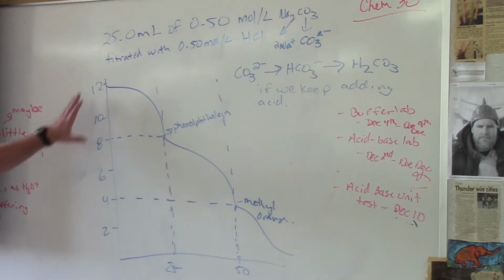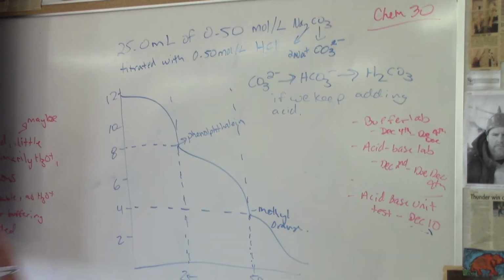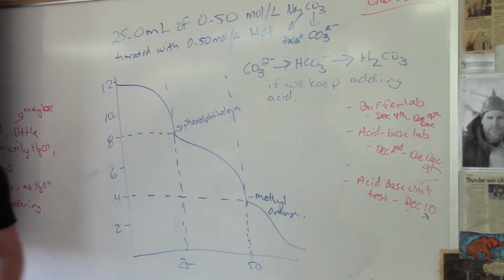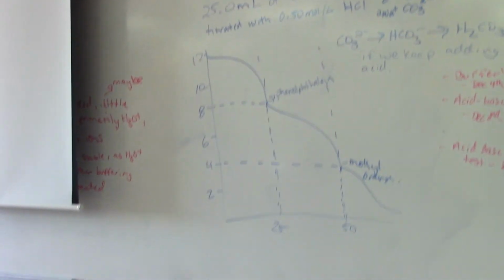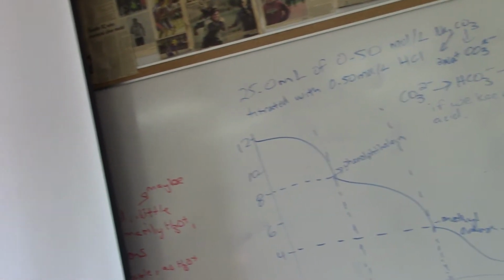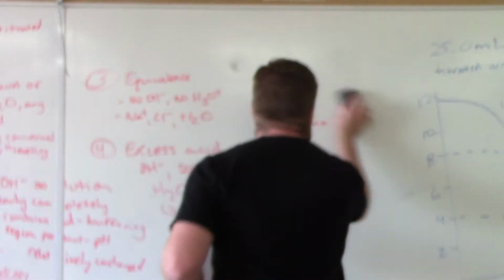This is what a multiple polyprotic titration curve can look like. I'm going to give you a word problem here, and we're going to construct this. Here's where this graph came from.